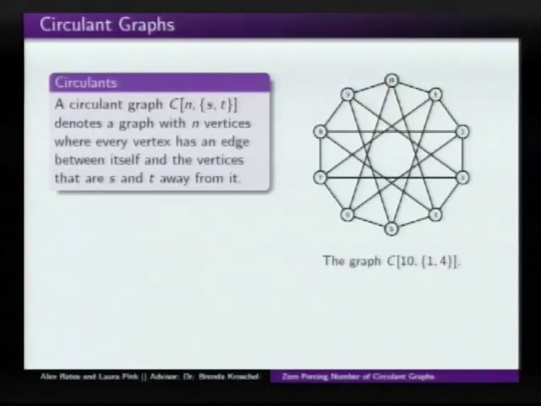So if you look at this graph and you look at vertex 0, this is the graph C10(1,4). So it has 10 vertices. If you look at vertex 0, it has connections to each vertex that are 1 away from it. So that's 1 and 9. And then that are 4 away from it. So that's vertex 4 and vertex 6.